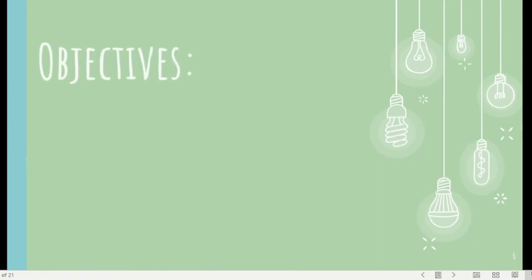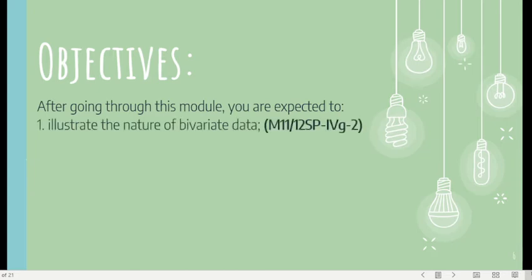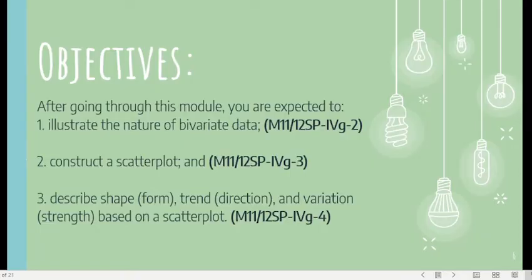Before we go on with our lesson, our objectives are: after going through this module, you are expected to, number 1, illustrate the nature of bivariate data. Number 2, construct a scatter plot. And number 3, describe the shape or form, trend or direction, and variation or strength based on a scatter plot. So let us now proceed with our actual lesson.